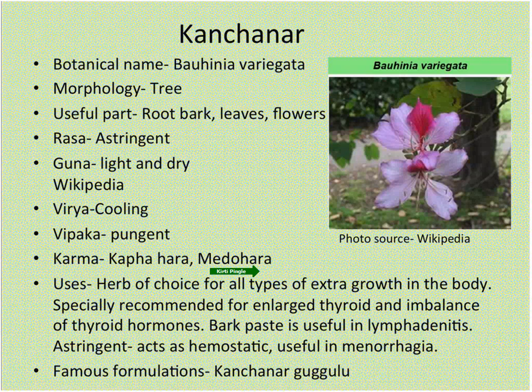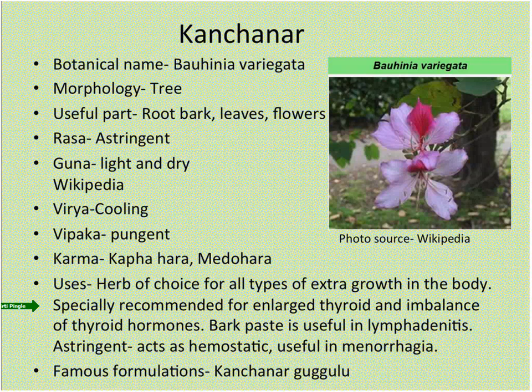So especially when there is increased kapha dosha in mamsa dhatu, at that time you will see formation of different tumors or fibroids. So at that time you can use Kanchanar. For example, fibroids in breast, fibroids in uterus. So at that time Kanchanar is the best herb to choose. So for all types of extra growth in our body, it is used.